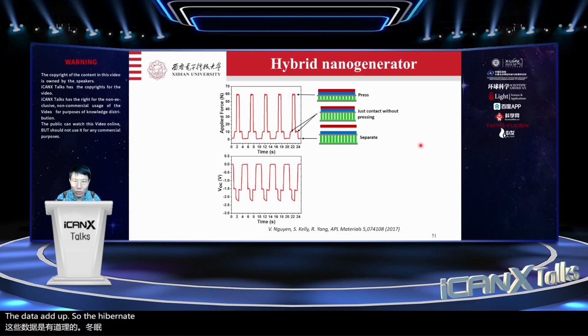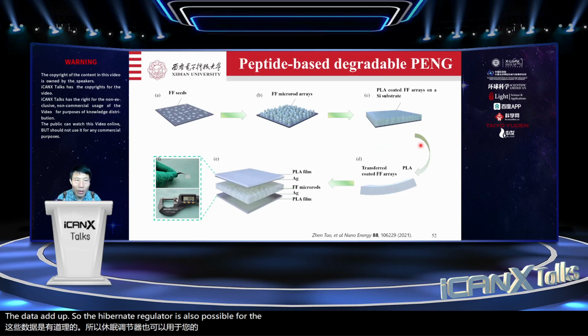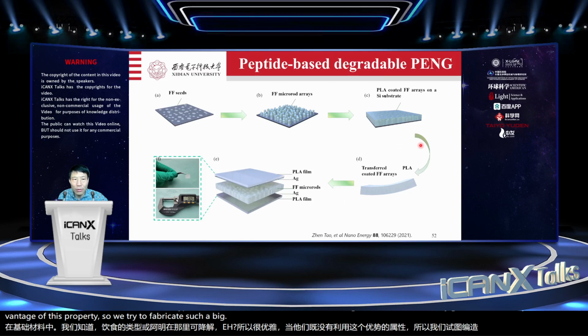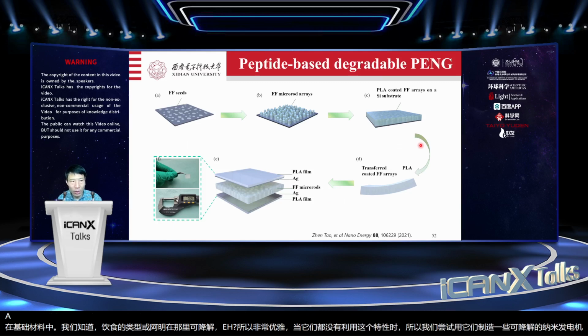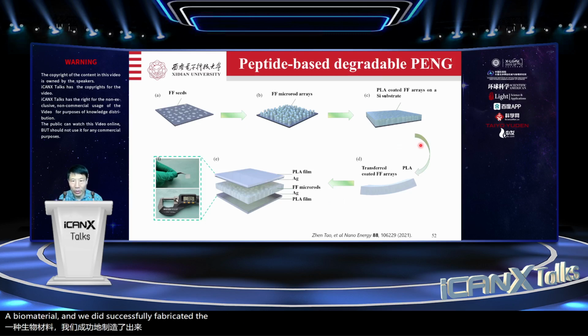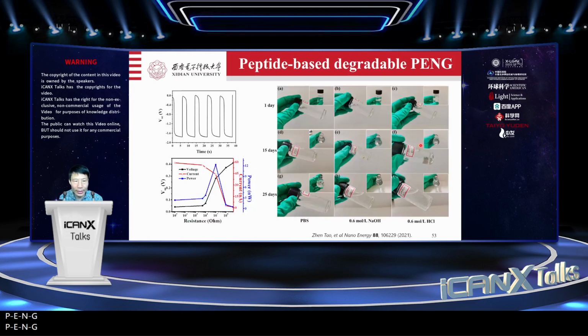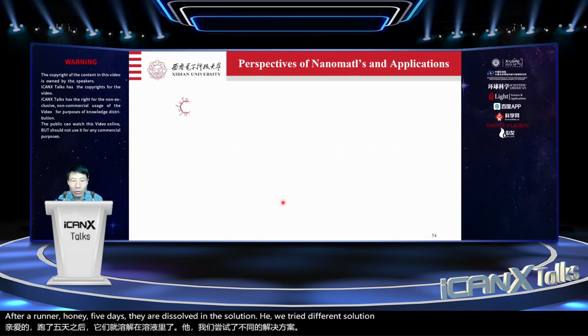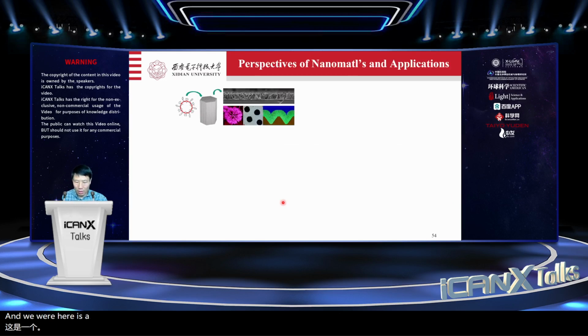So the hybrid nanogenerator is also possible for bio-based materials. We know the peptide or amino acid crystals are degradable, so they are biodegradable. We need to take advantage of this property. So we tried to fabricate some degradable nanogenerators using the biomaterial, and we successfully fabricated the degradable PNG. Here is the performance, and on the right is the degradation measurement. After around 25 days, they are dissolved in the solution. We tried different solutions as well.